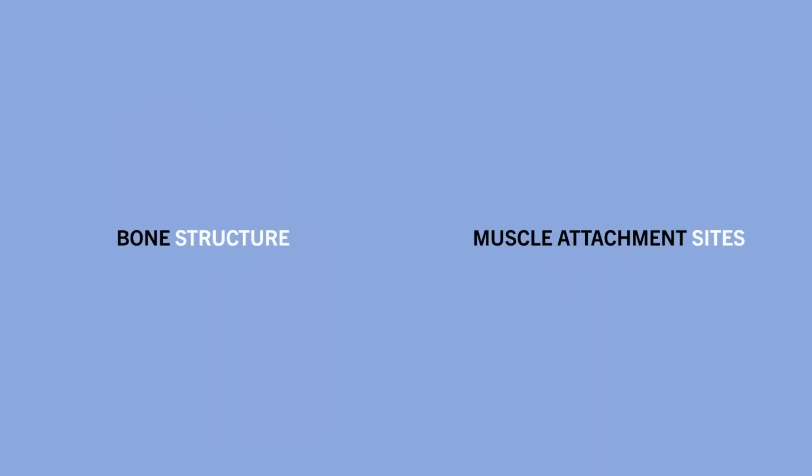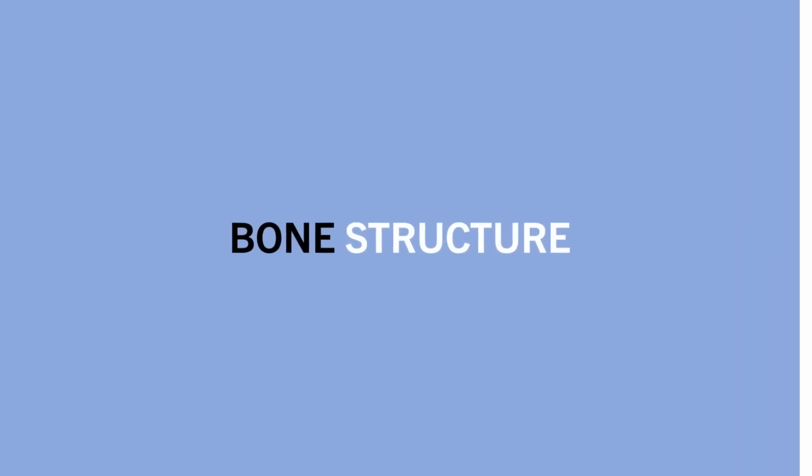And the last factor influencing how much load we train with comes down to differences in anatomy between individuals. There are two primary anatomy categories which will influence load lifted. First is our bone structure.